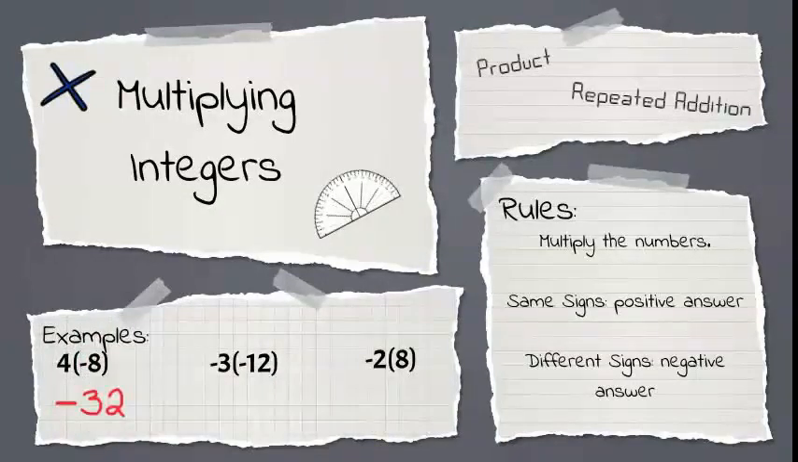The next problem says negative 3 times negative 12. Well, 3 times 12 is 36, and they have the same sign, so our answer is positive. The last problem says negative 2 times 8. 2 times 8 is 16, and the signs are different, so our answer is negative.